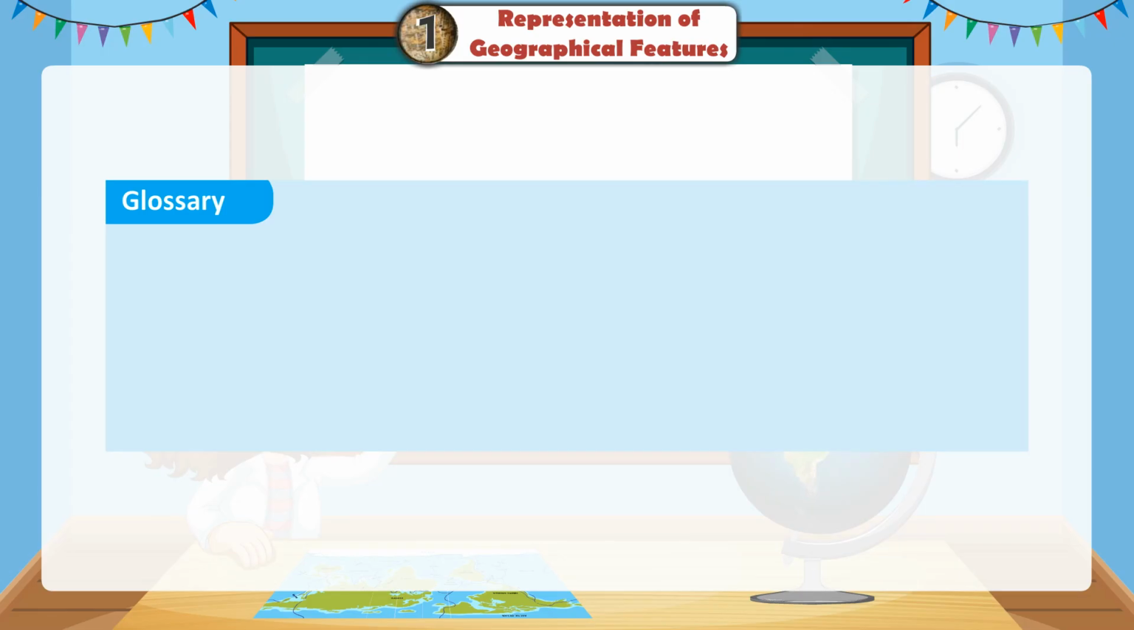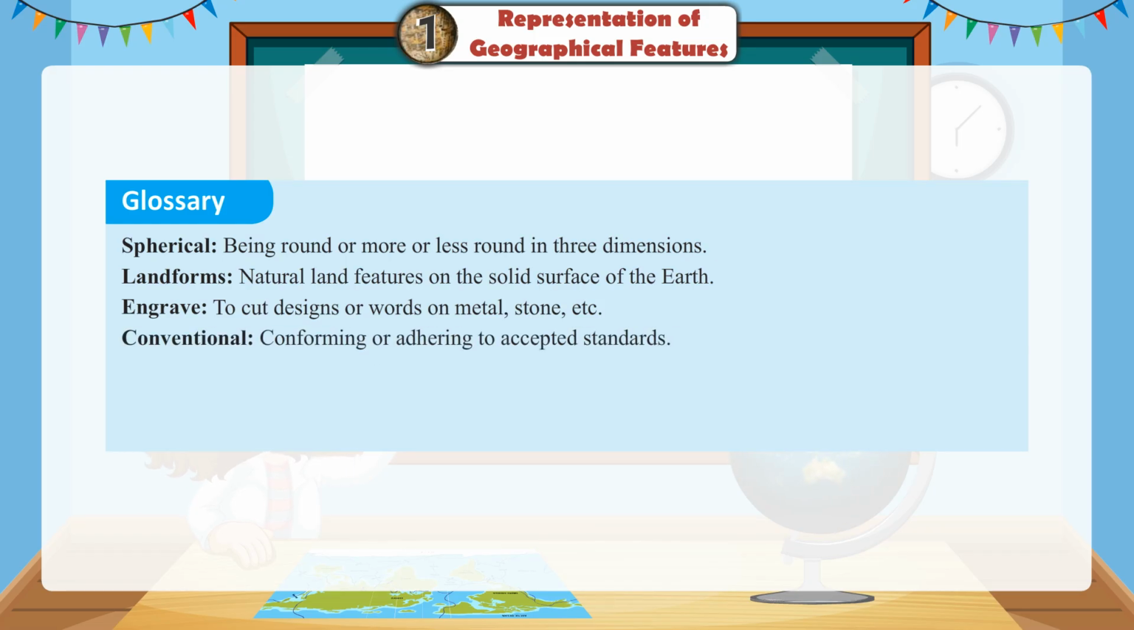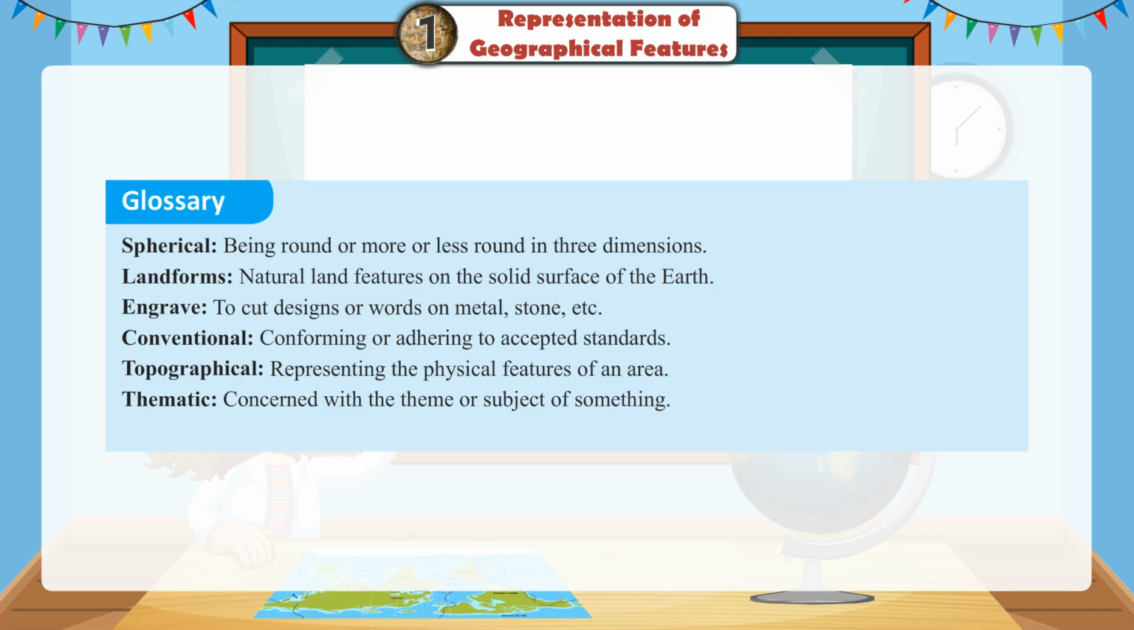Glossary. Spherical, being round or more or less round in three dimensions. Landforms, natural land features on the solid surface of the earth. Engraved, to cut designs or words on metal, stone, etc. Conventional, conforming or adhering to accepted standards. Topographical, representing the physical features of an area. Thematic, concerned with the theme or subject of something. Confluence, place where two or more rivers join together.